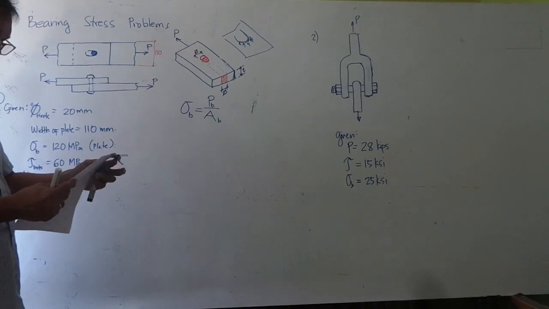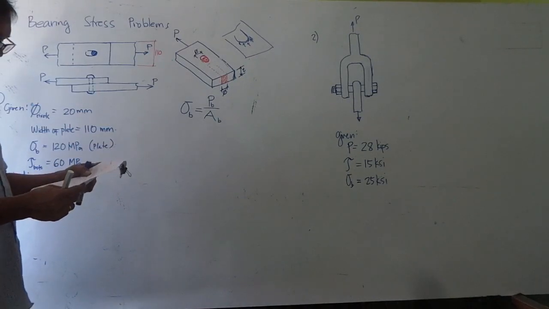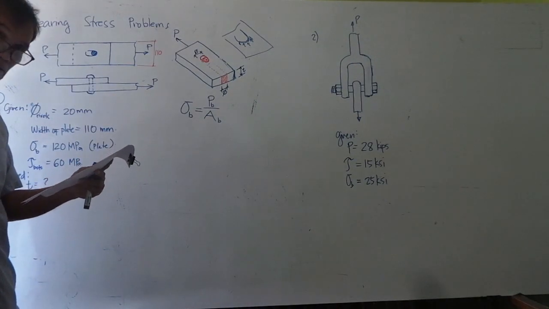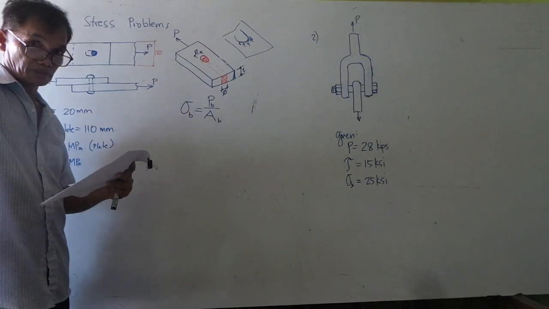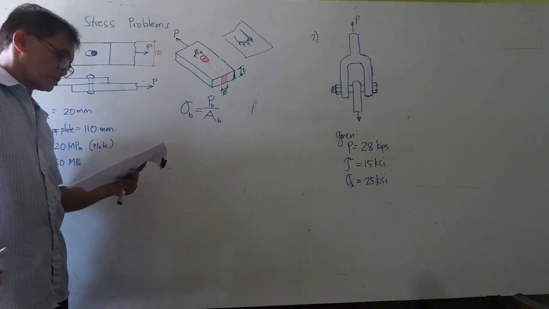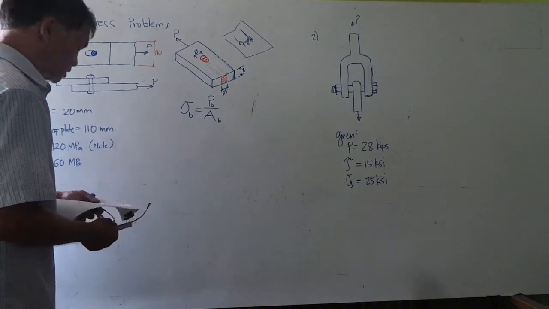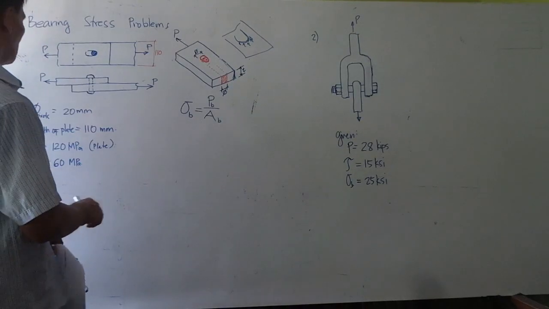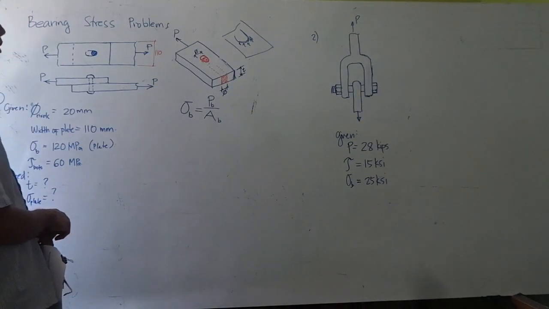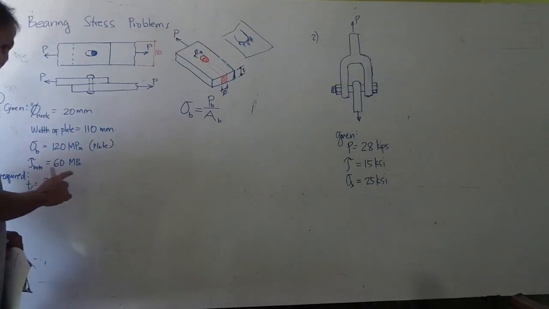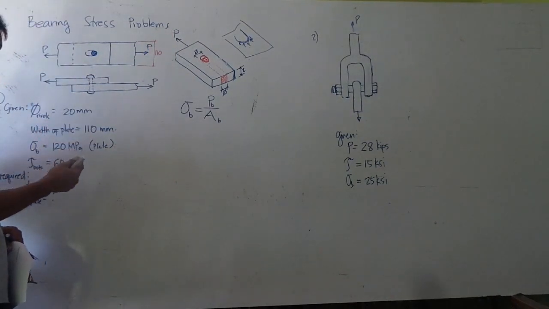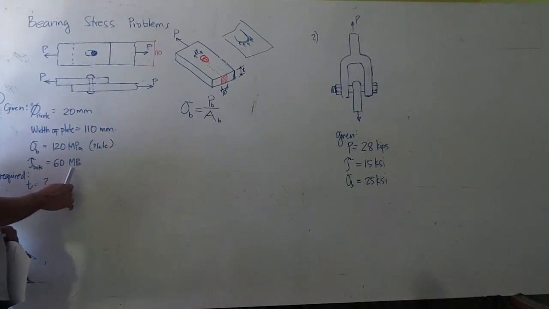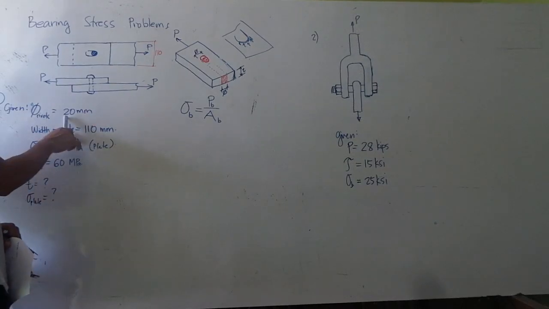Then, required is the minimum thickness of the plate. The second requirement is the largest average tensile stress in the plate. Let's solve now. We do not know yet the load P, but we can solve the load P by considering the stress of the bolt, because we are also given the diameter of the bolt.